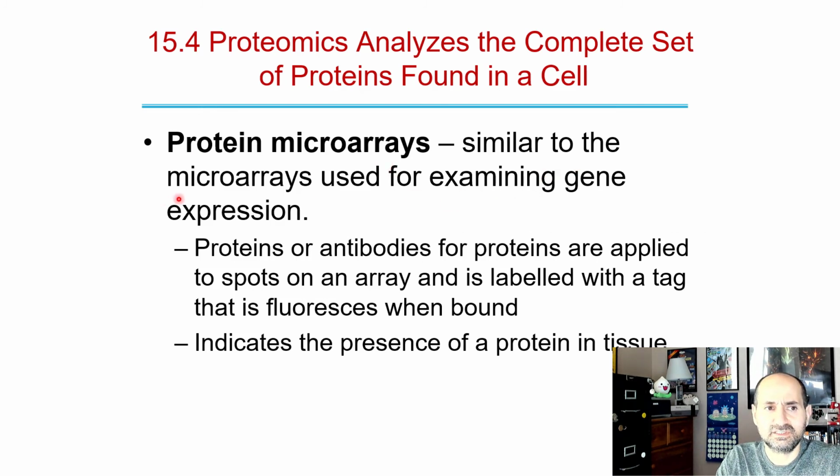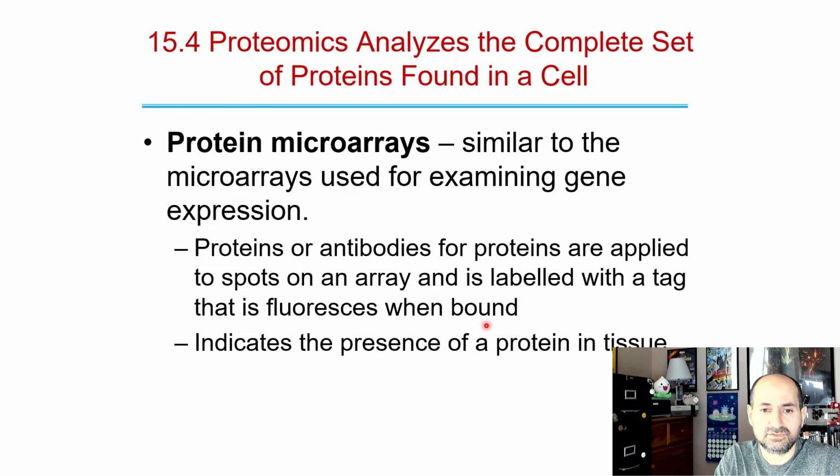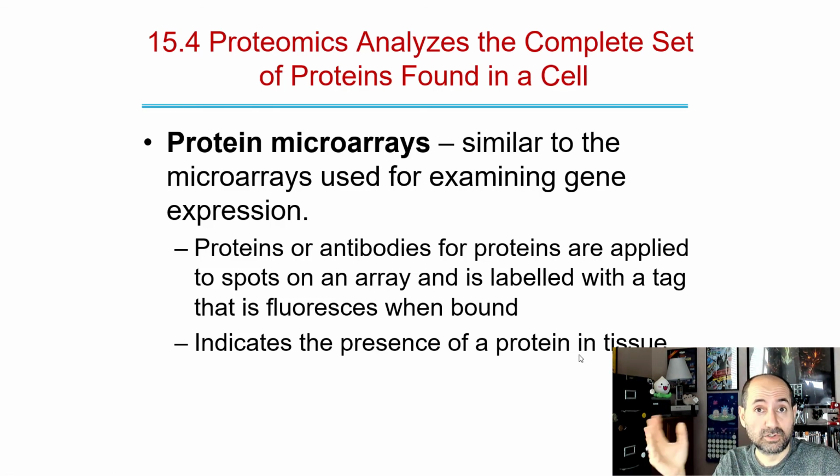This is similar to the gene microarray I told you about, the transcription microarray we talked about, but it's with proteins. So you either stick proteins on a glass slide or filter, or antibodies for the proteins are applied. And then when there's binding that occurs to a protein, fluorescence occurs, and that indicates the presence of a protein in a tissue. So just like we have microarrays for mRNA, now we have microarrays for proteins, another tool to study proteomics.